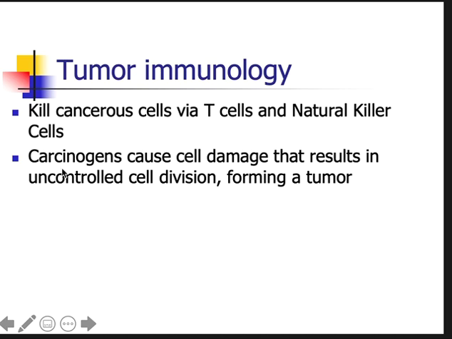UV light, right? Different things that can cause damage to a cell's DNA and cause it to have uncontrolled cell division. So any chemical or any other substance that causes damage and leads to uncontrolled cell division is called a carcinogen.